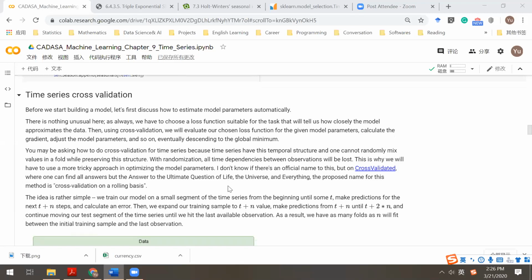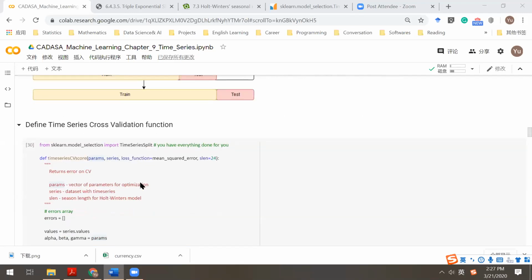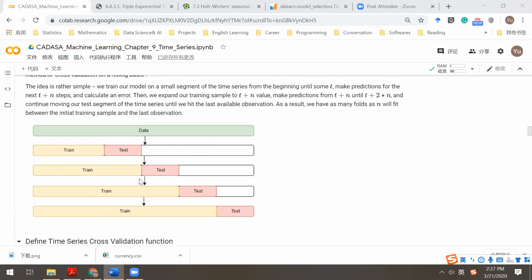But in time series, what we can do is separate into 3 folds. We use the first group of data as training data, then we predict the next data, which should be t plus n steps. Yes, t plus n steps. I saw in another article that usually it is 5 to 10.